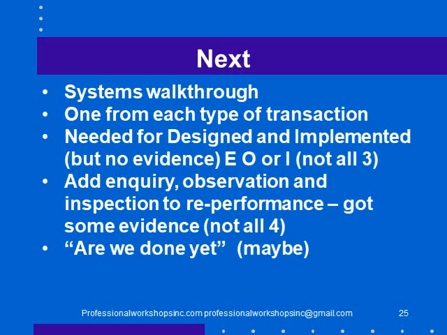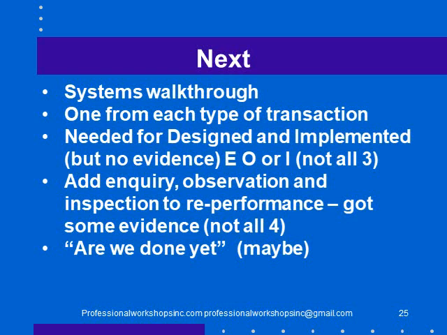Now, the next procedure we might decide to pick is a systems walkthrough. One transaction from each type of transaction. Easy to do, depending on how many we do, and gives us some audit evidence. Now, we need to do a systems walkthrough for designed and implemented. There's no evidence provided, but we can do inquiry, observation, and inspection, and not all three. One of them might work, depending on the nature of the component. But if we add inquiry, observation, and inspection to reperformance, we've got some evidence.